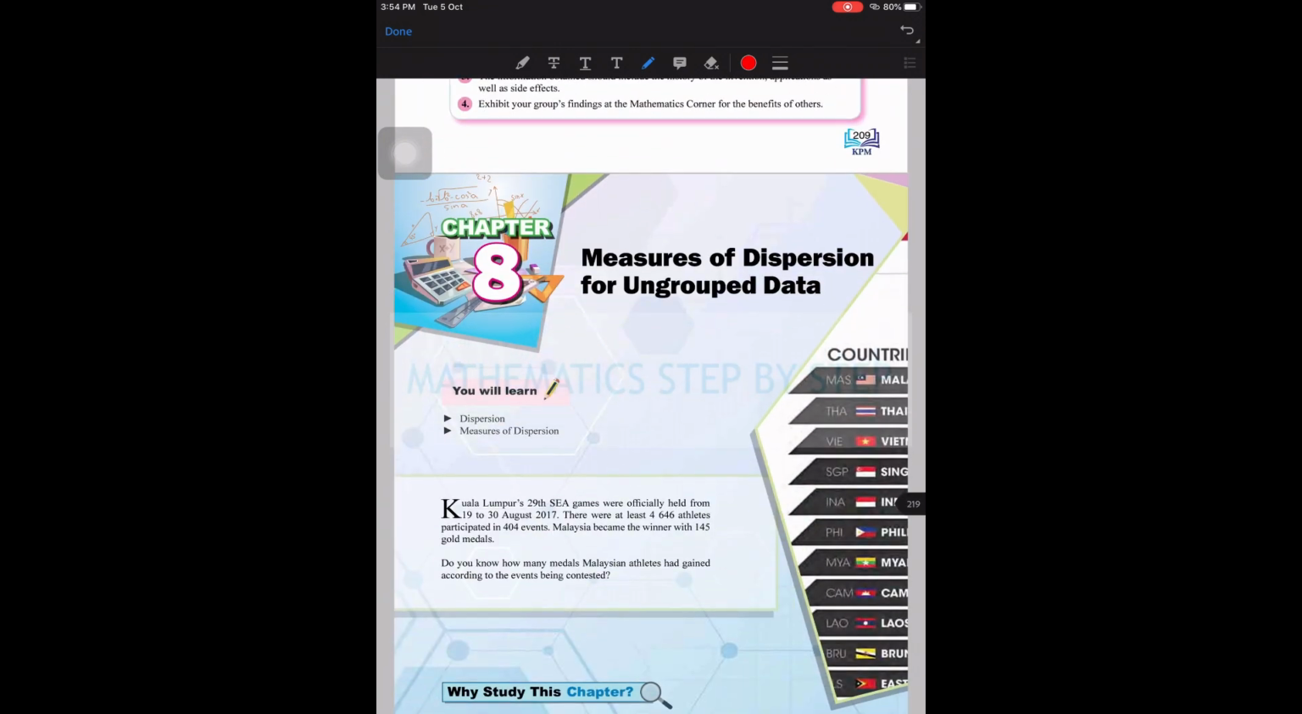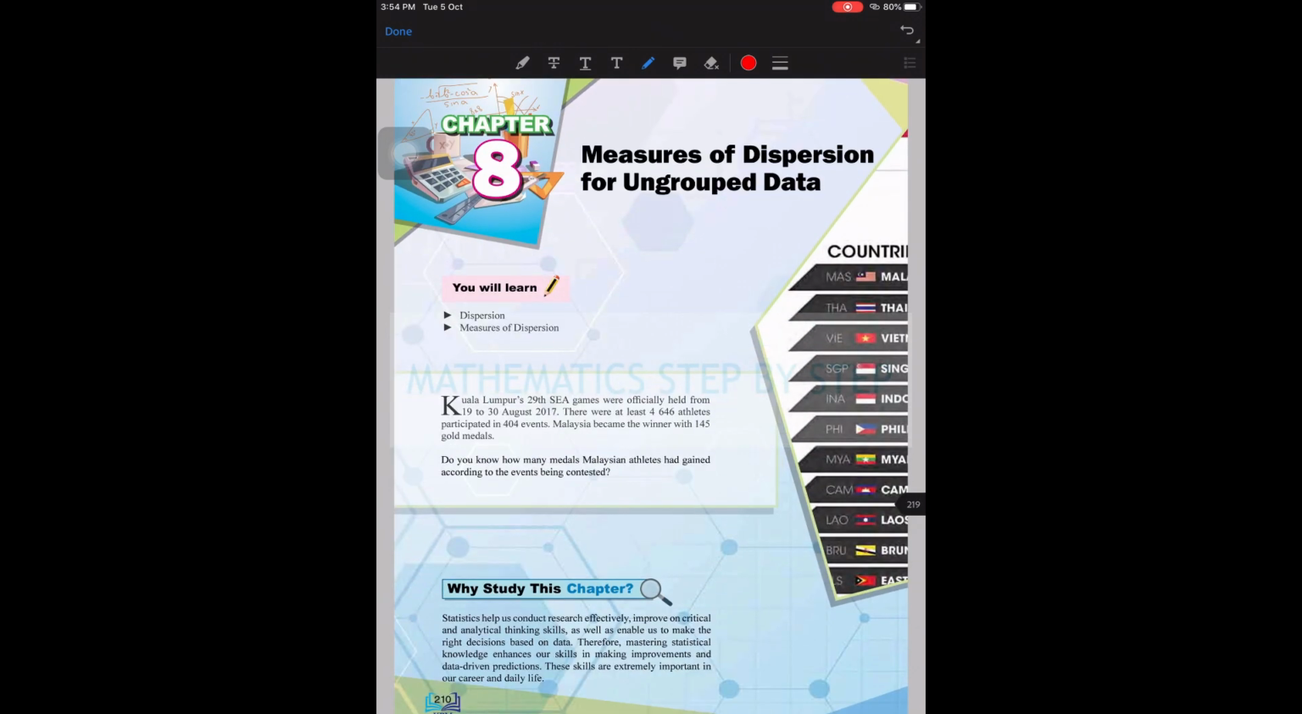So coming next, we'll proceed to chapter 8, okay? Measures of dispersion for ungrouped data, okay?